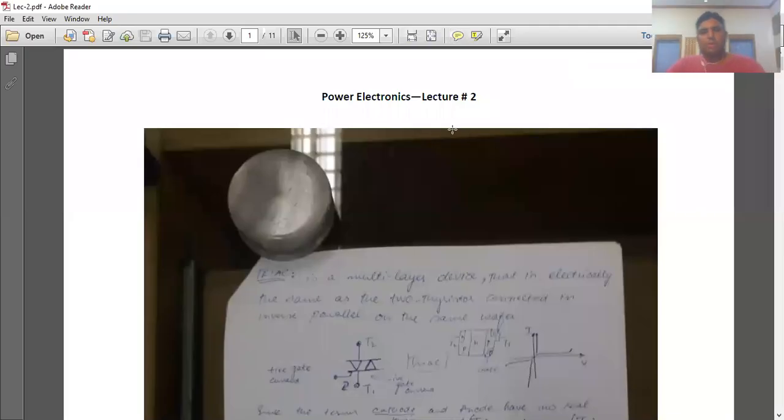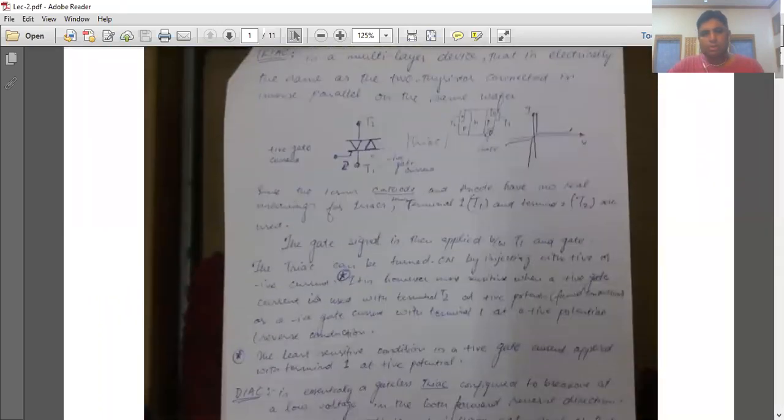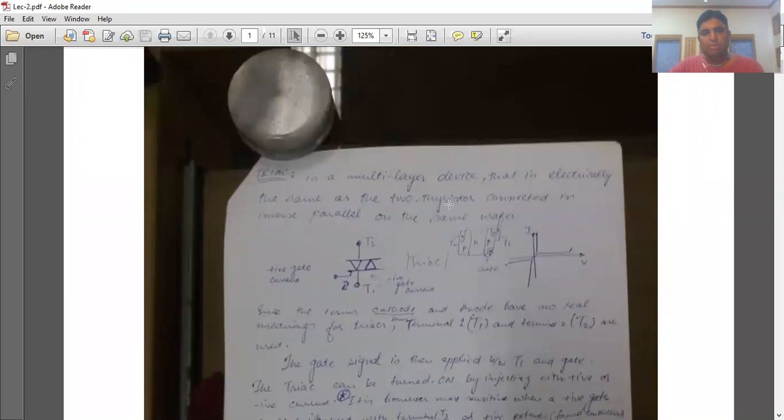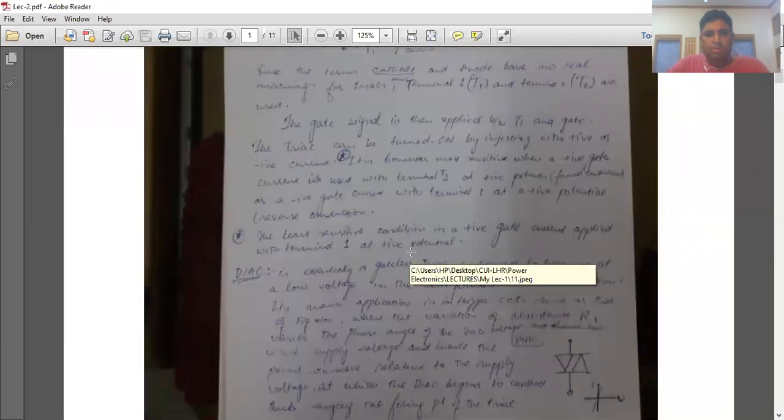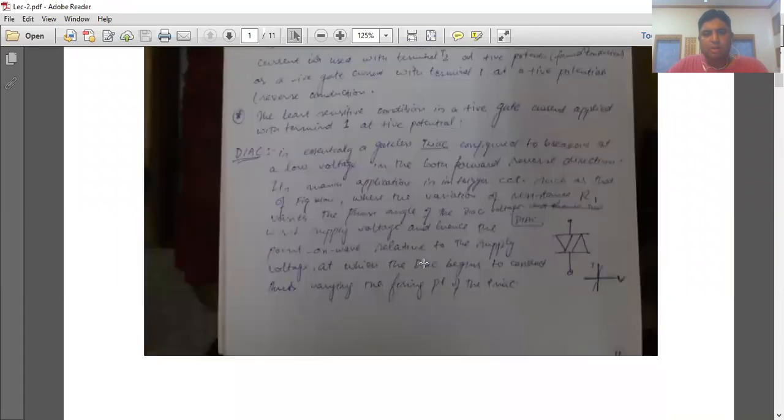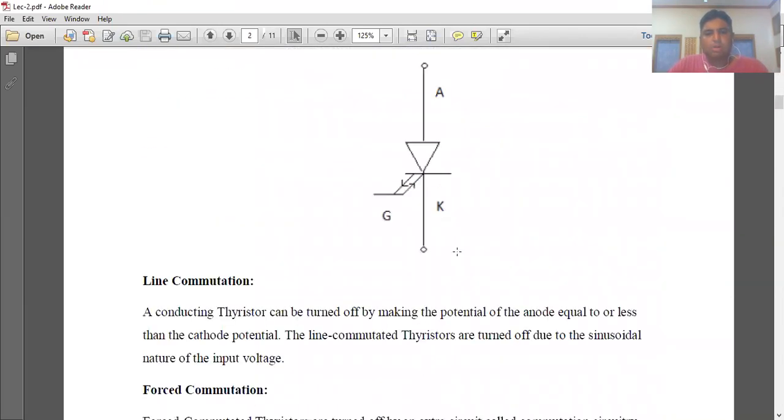Okay, this is lecture number 2 of power electronics. Starting with the first page. This page is basically the last page of lecture number 1, page number 11 of lecture number 1. This page basically has the triac and diac explanation on it. Only the first page is handwritten, and the remaining lecture is all typed.